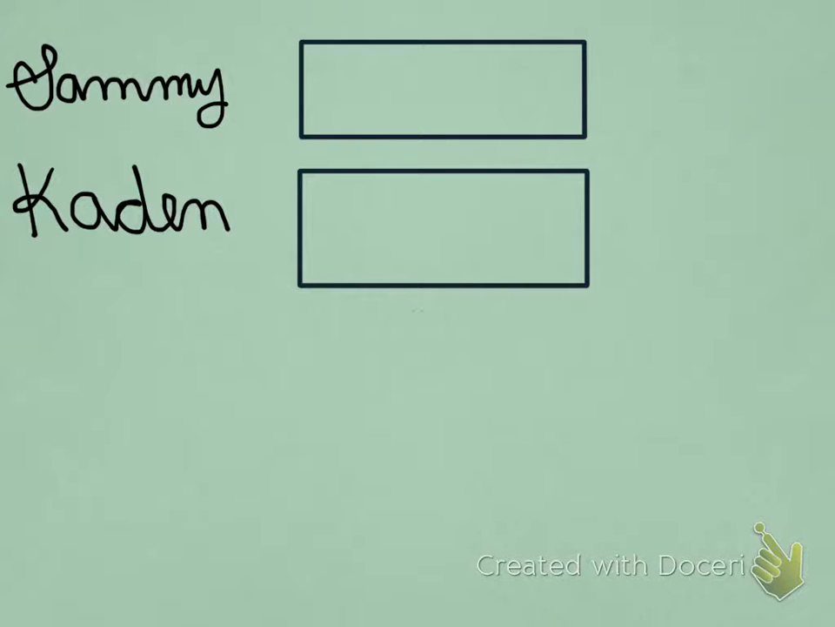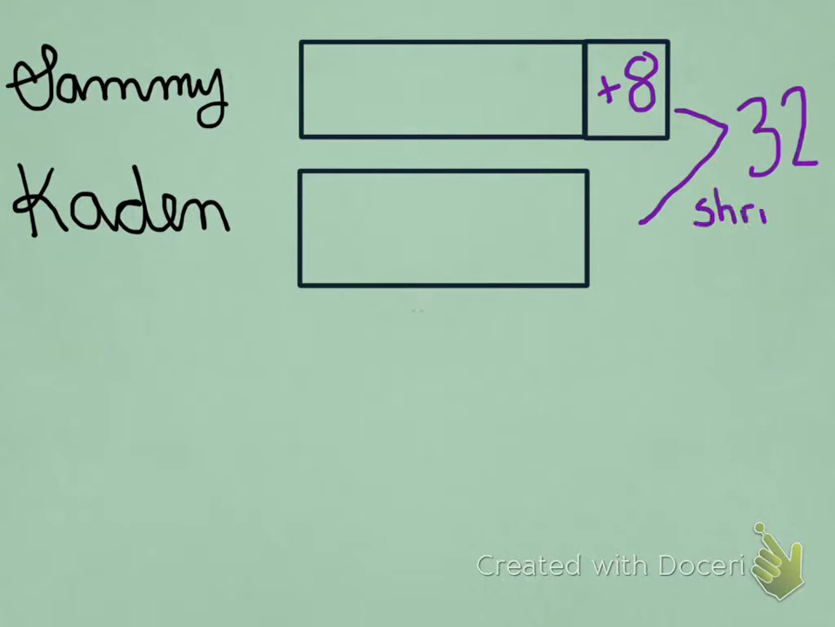I know that Sammy and Caden brought shrimp, but I do not know how much they brought. What I do know is that Sammy brought 8 more shrimp than Caden. So I added the section on my tape diagram to represent the 8 more. Now, the other information I also know is that all together they had 32 shrimp. So now I have to ask myself, do I have enough information to solve this problem? How much shrimp did each boy bring?